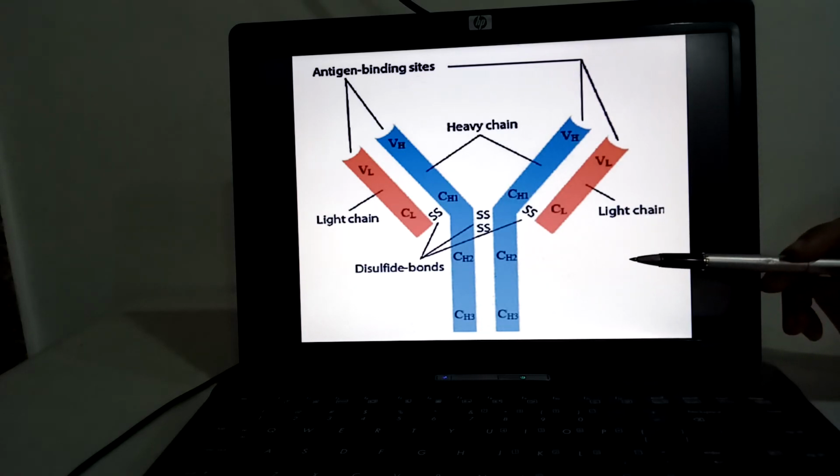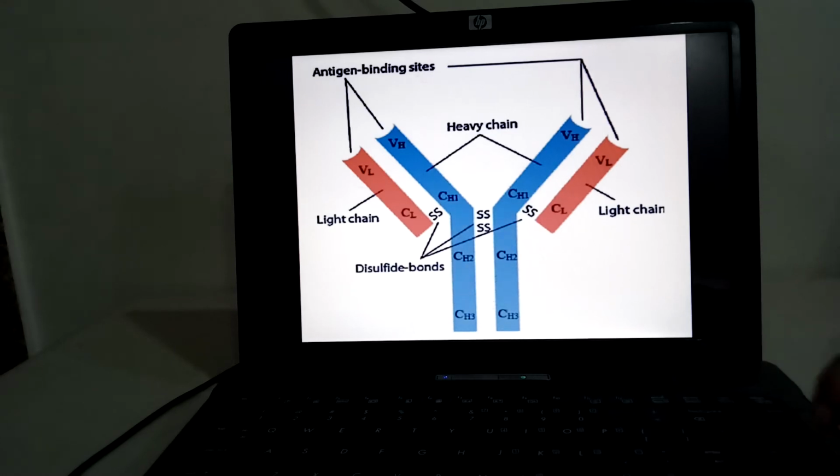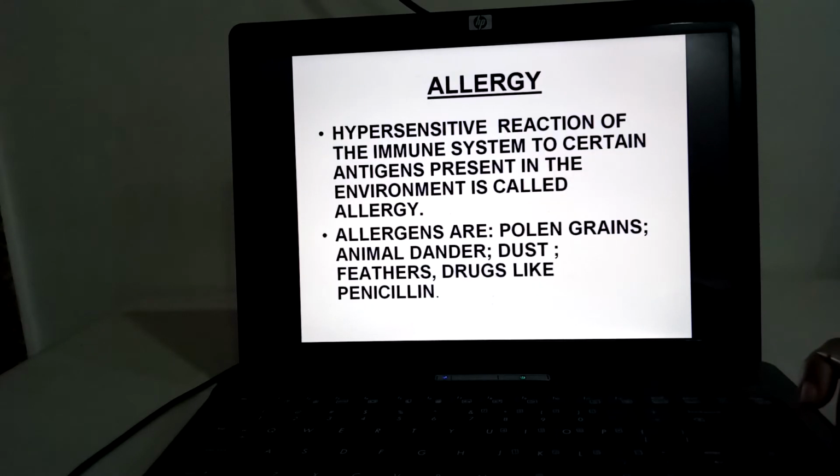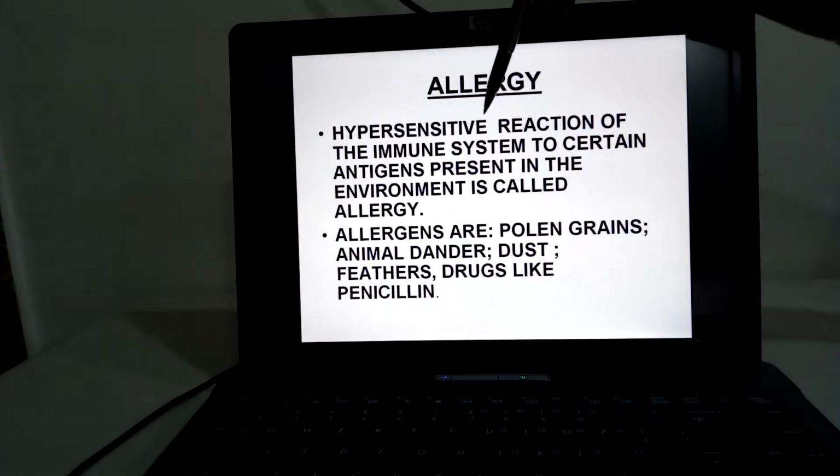The next topic which we are dealing with today is allergy. Now all of us know, or at some time in our life we have encountered this problem of allergy. What is allergy biologically? It is hypersensitivity or overreaction of the immune system towards certain allergens. Allergens can be anything. I've just listed a few.